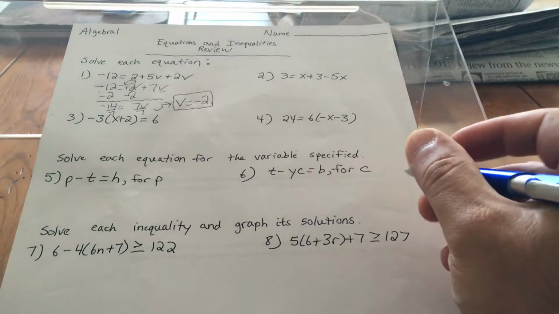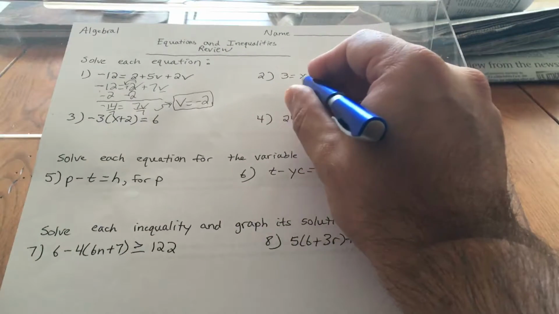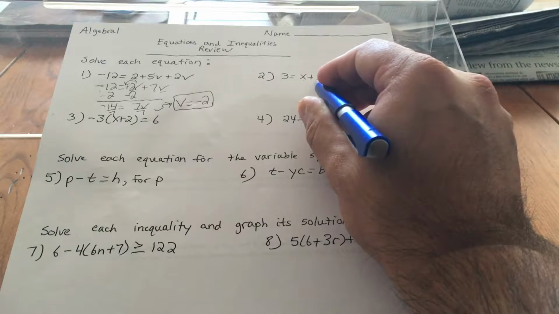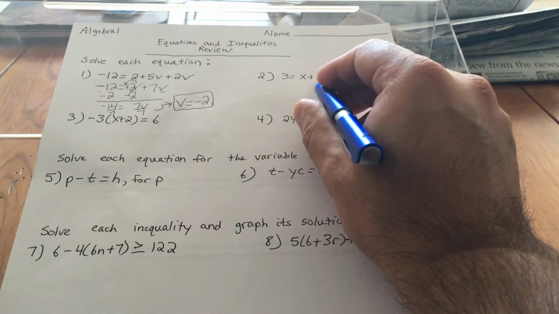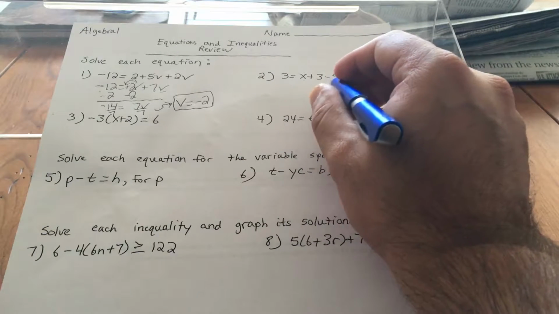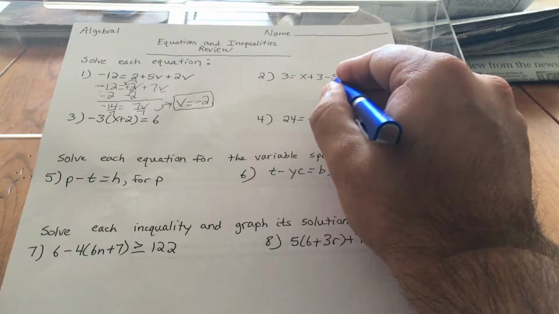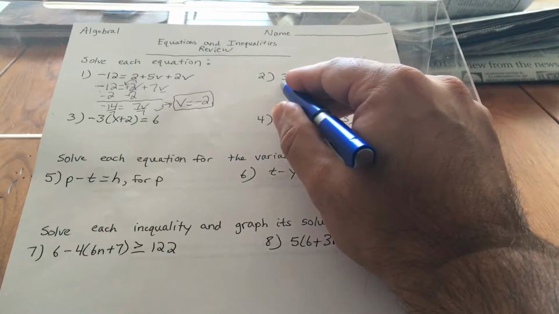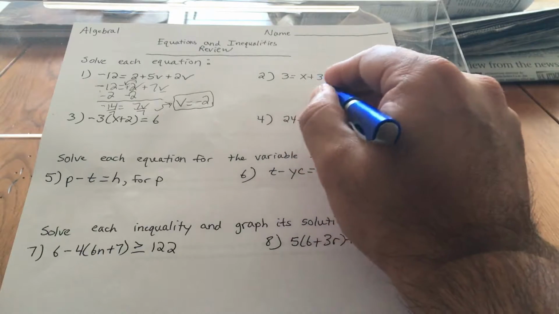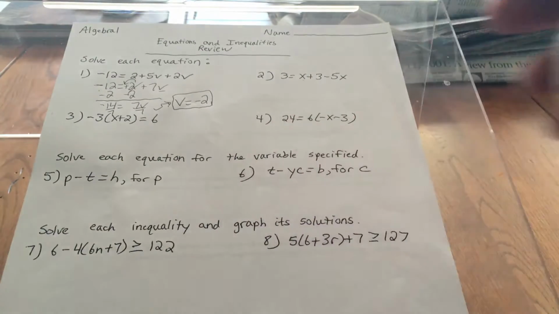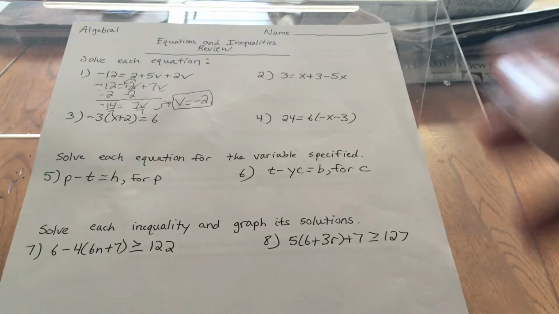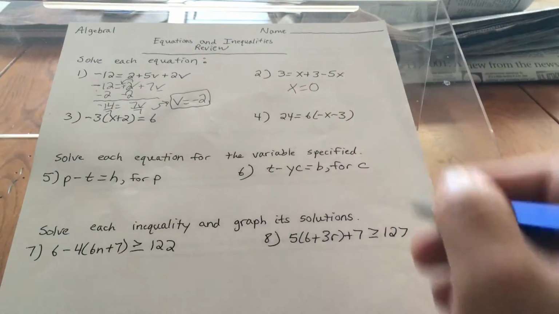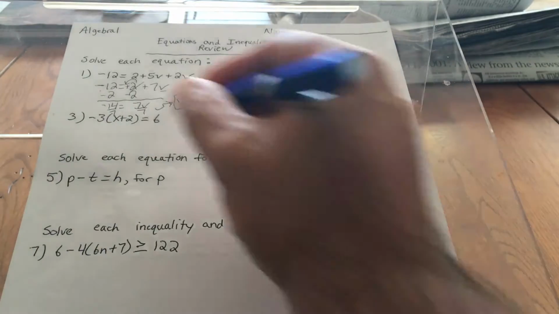All right? Just as a hint for number 2, you're going to want to do the same thing here, x and minus 5x. What you're going to end up with is going to be a fraction of some sort. X minus 5x is going to be negative 4x. And then when you subtract 3, you're going to get 0. So negative 4x equal to 0. Divide by negative 4, you should get x equal to 0 for this one. So when you try this problem, see if you get x equal to 0.